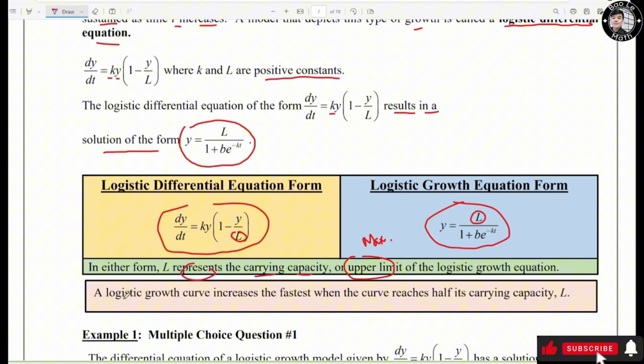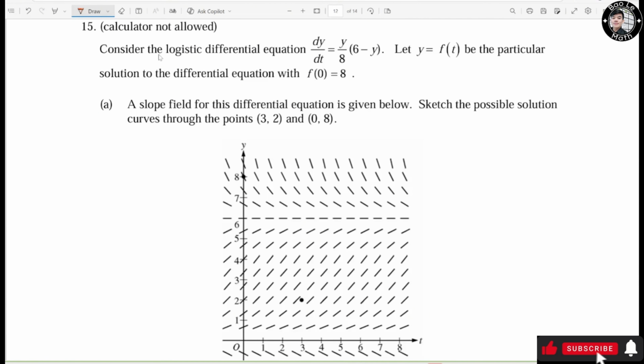A logistic growth curve increases the fastest when the curve reaches half its carrying capacity L. Consider the logistic differential equation dy/dt = y/8 times (6 - y). Let y = f(t) be the particular solution to the differential equation with f(0) = 8. Question A: a slope field for the differential equation is given below. Sketch the possible solution curves through the points (3, 2) and (0, 8).